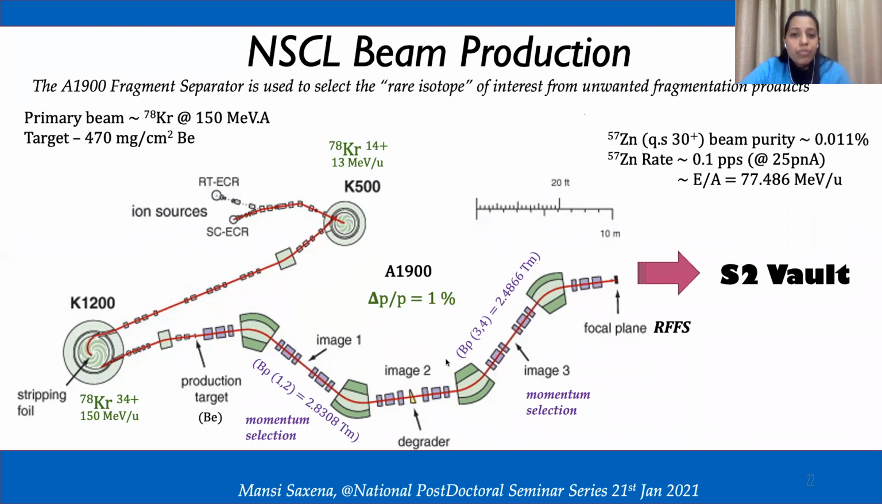Now, the electromagnetic separation based on the magnetic rigidities was performed by the A1900 fragment separator. Now, the A1900 fragment separator has 4 dipole magnets and 24 quadrupole magnets, which is used to select the ion of interest. As zinc 57 is a more exotic nuclei and lies on the proton rich side, as I've already mentioned, we had to use a secondary filtration using the radio frequency fragment separator. And finally, the secondary ion beam was transported to the S2 vault area.